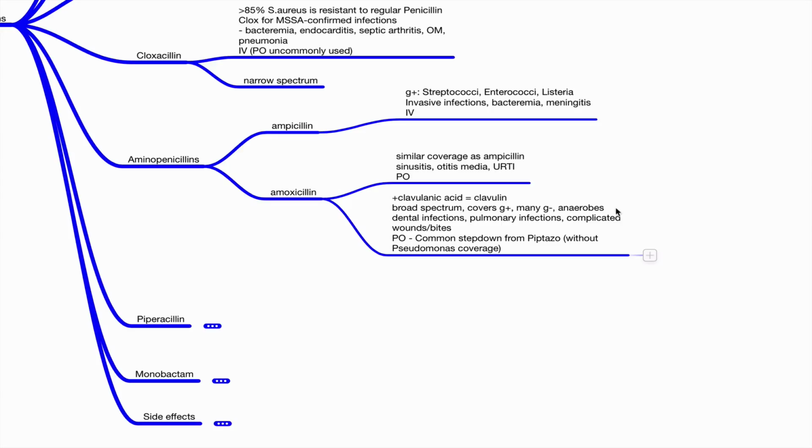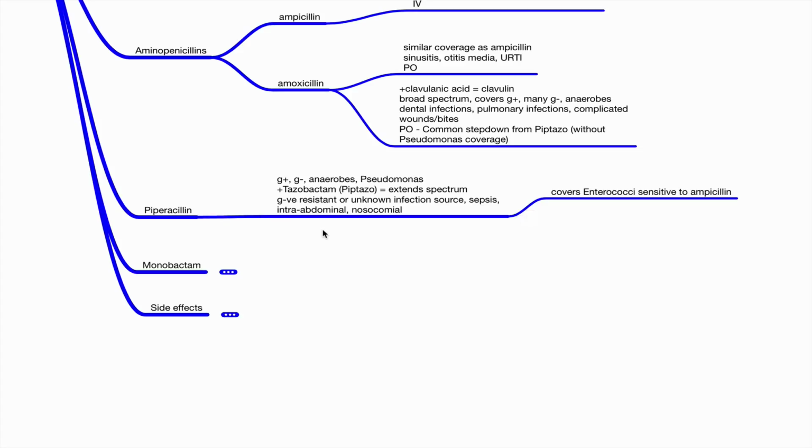So clavulin has a broad coverage, which makes it good for dental infections, for pulmonary infections, and complicated wounds and bites. And clavulin is a common step down from piptazole, which we'll talk about next. However, it does not provide Pseudomonas coverage.